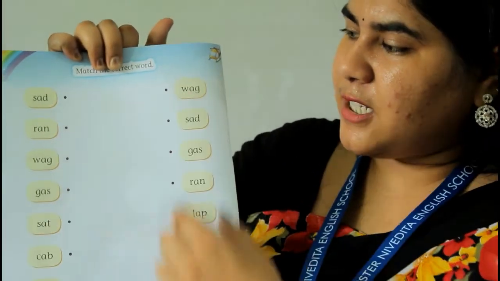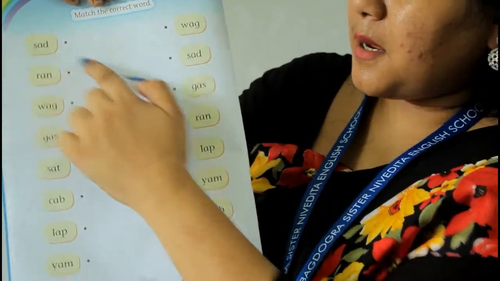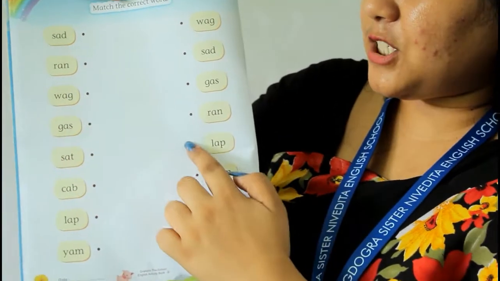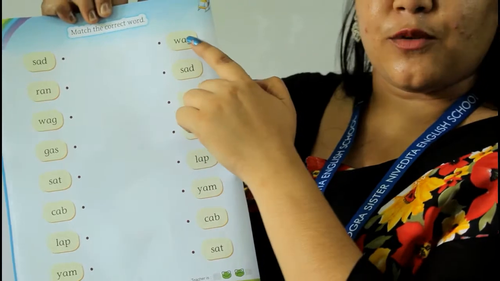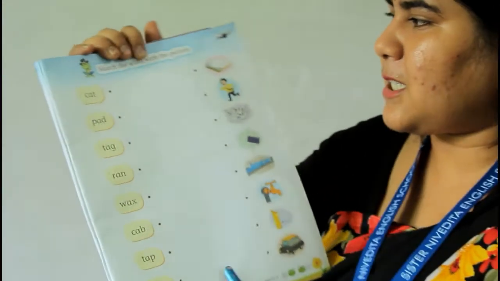These words you will get here also and you have to match it like S-A-T, sat. It's written here, match it. R-A-N, ran. Where it is written here, match it. W-A-G, wag. Where it is written here. In this way you will do this, okay? Now everyone turn the page. It's page number 9.